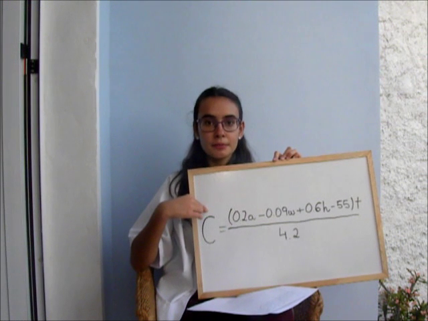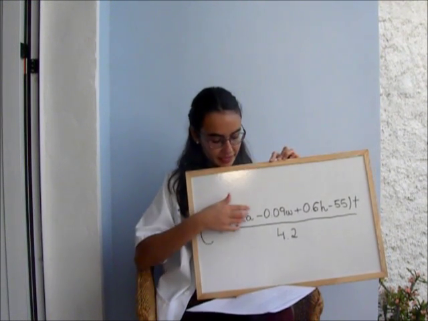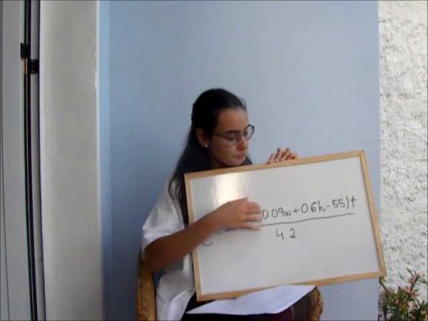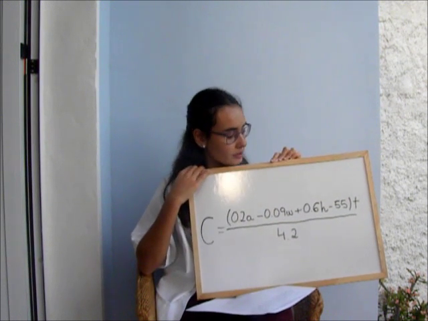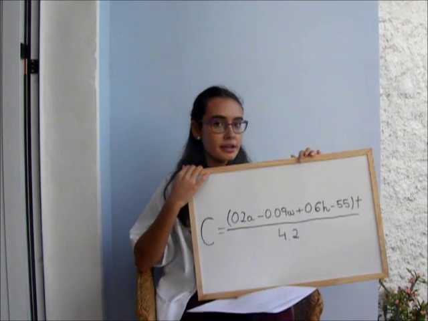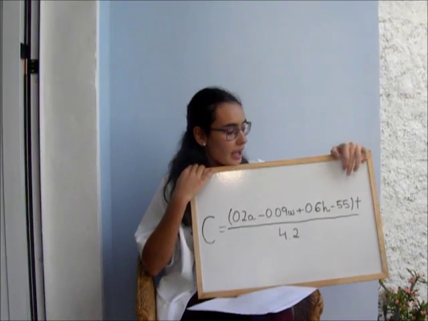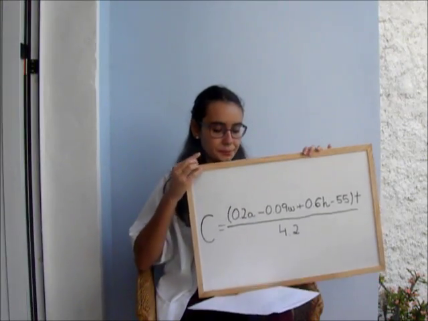The C is the number of calories burnt. The A is the age. The W is the weight. The H is the heart rate. And the T is the time.